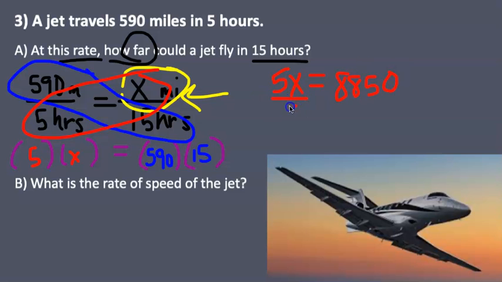And then to solve this in the end, you divide each side by the coefficient. So 8,850 divided by 5, we get the same answer, 1,770. And that was miles.